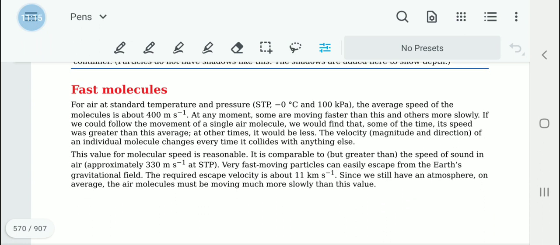Leave a line and write: fast molecules. At STP, that is standard temperature and pressure, 0 degrees Celsius and 100 kilopascals, the average speed of an air molecule is 400 meters per second. So this is a very high speed comparatively.